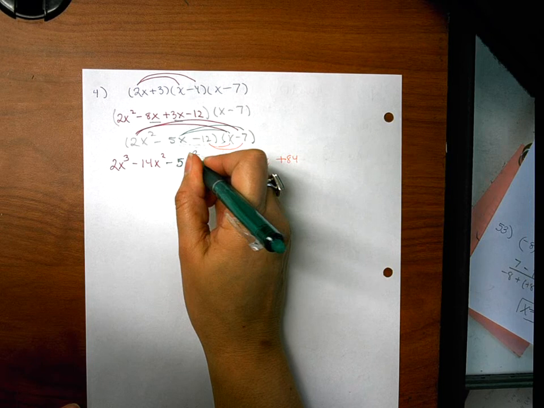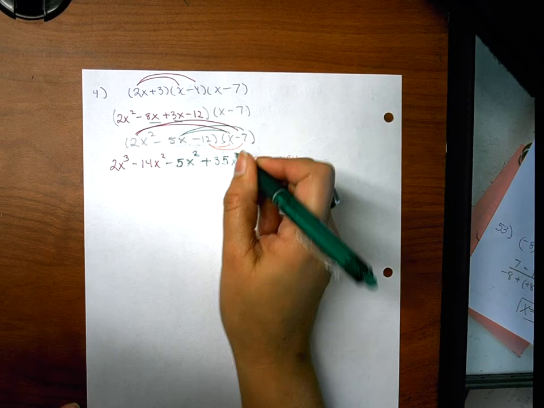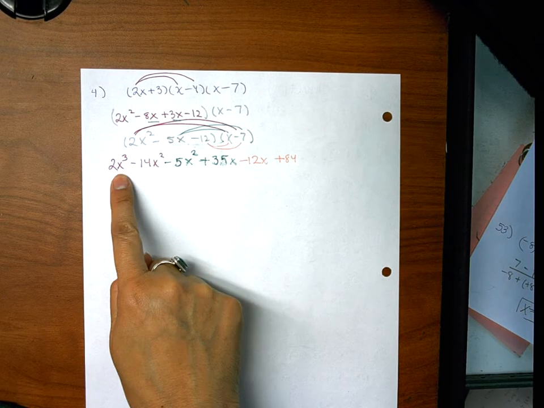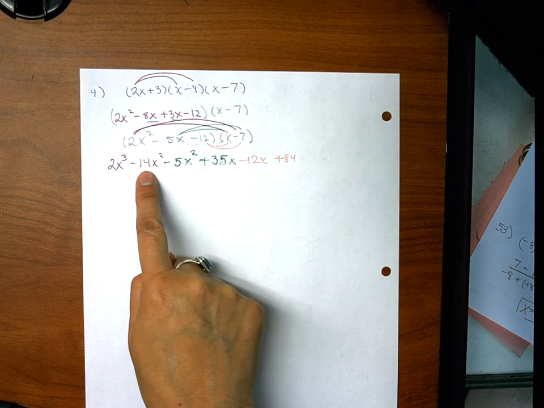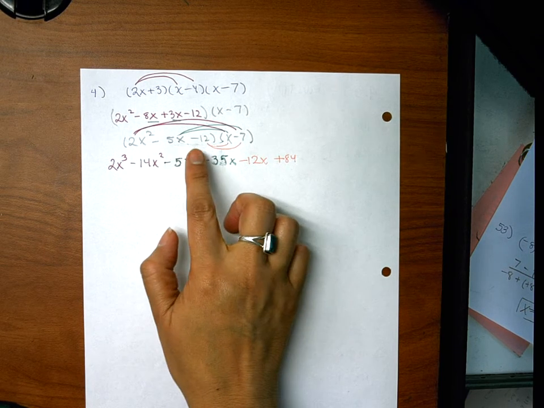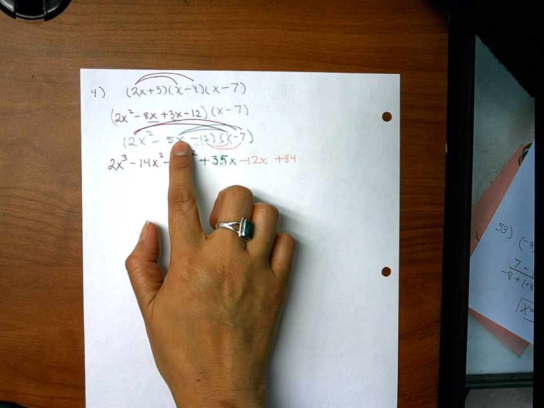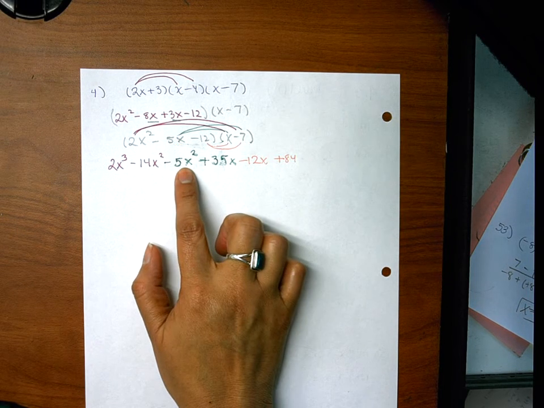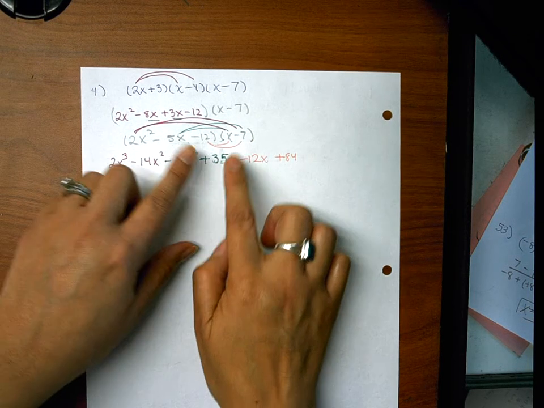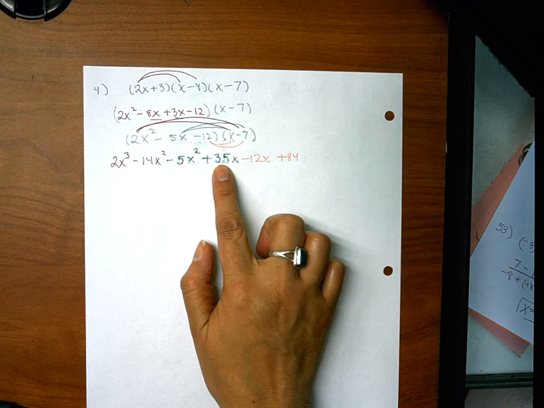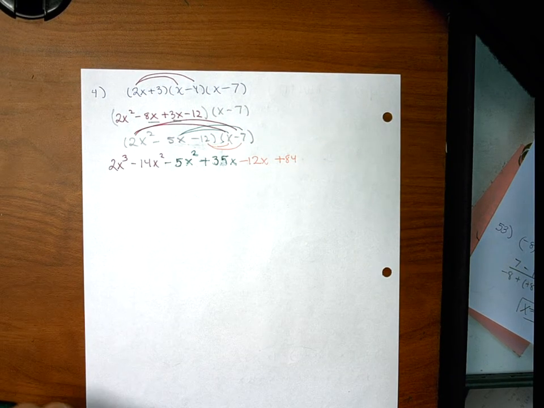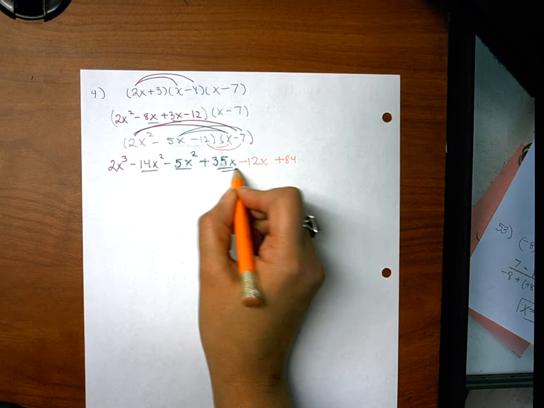All right, so what did we do here? We went through and did triple distribution. First thing we distributed was the 2x squared to everything. 2x squared times x was a 2x cubed. 2x squared times negative 7 was a negative 14x squared. Remember, you multiply coefficients and add the exponents. And then we did the negative 5x. Negative 5x times x was negative 5x squared. Negative 5x times negative 7 is positive, because you multiply two negatives, it's a positive, positive 35x. And then we distribute the negative 12 and end up with negative 12x plus 84.